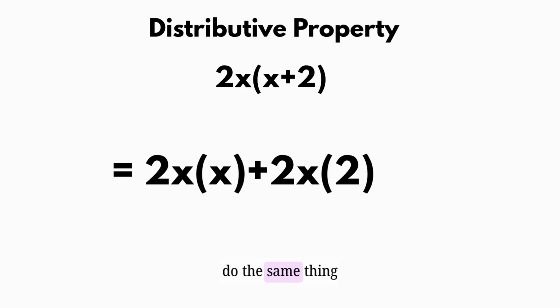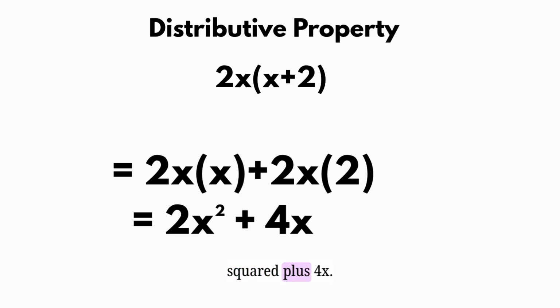Great, now let's do the same thing with 2x multiplied by x. Since x has no coefficient, it is considered to be 1x. 2 multiplied by 1 is 2. As we learned from the basics of algebra, we know that exponents are repeated multiplication. Since there are two x's in x multiplied by x, we can state that x multiplied by x is x squared. Knowing this, we can evaluate this equation to 2x squared plus 4x. Good job, we did it.